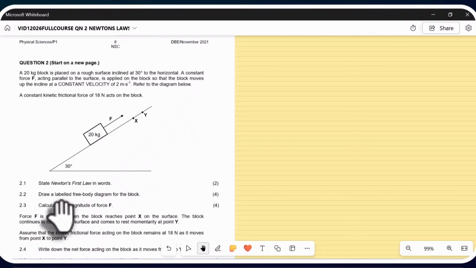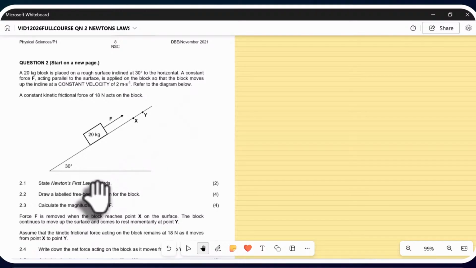Okay. State Newton's first law in words. A body will remain in its state of rest or continue moving with a constant velocity unless a non-balanced force acts on it. Okay. Then they say 2.2, draw a labeled free body diagram for the block.